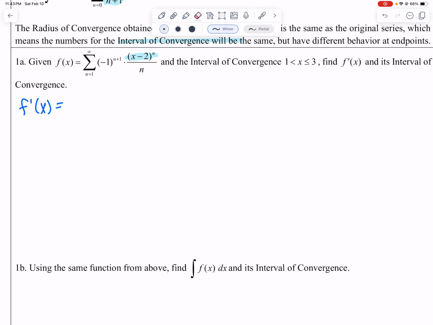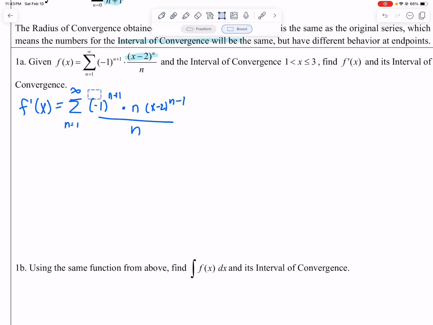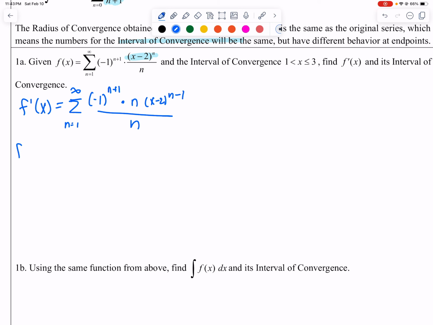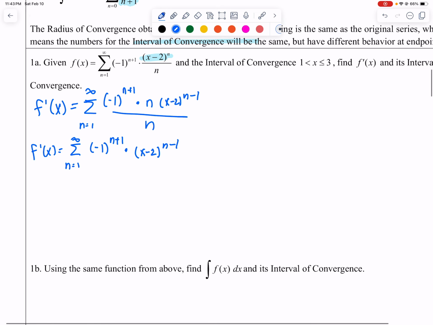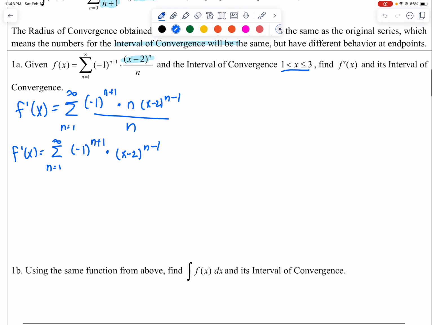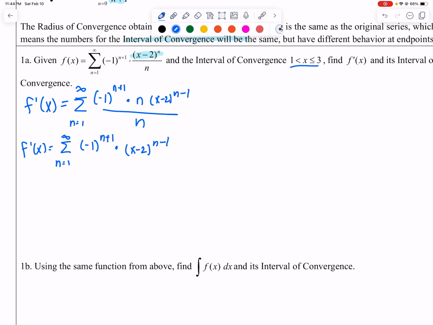So here we are going to get negative 1 to the n plus 1 times n times x minus 2 to the n minus 1 all over n. Now, if I were to simplify that, that is going to be the same thing as negative 1 to the n plus 1 times x minus 2 to the n minus 1. And what we're going to do with that is go ahead and plug in a 1 and plug in 3 to find my new interval of convergence based off of f prime of x.